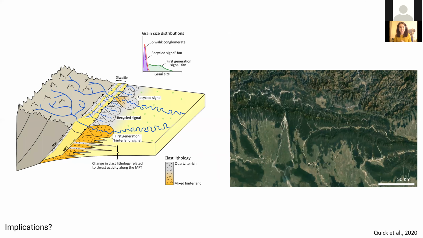So I've highlighted this with my slightly garish diagram with all the bright colours. It explains what I just said. When you get these catchments which are tapping into the upper Siwalik conglomerates, they're becoming more quartzite rich, the pebbles are a lot more rounded, and you're getting more narrow grain size distributions. Whereas if it's a first generation hinterland signal with no recycled component, the grain size distribution is more varied, so it's wider. We're getting more angular clasts, and much more varied lithological pebbles. So we're getting a mixture of lithologies in that.